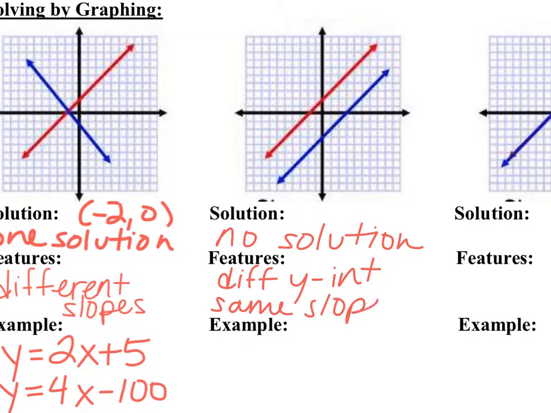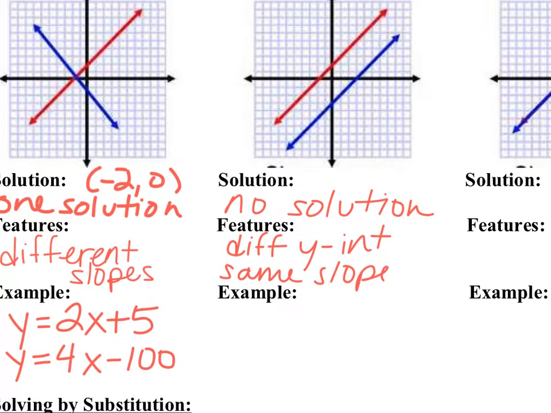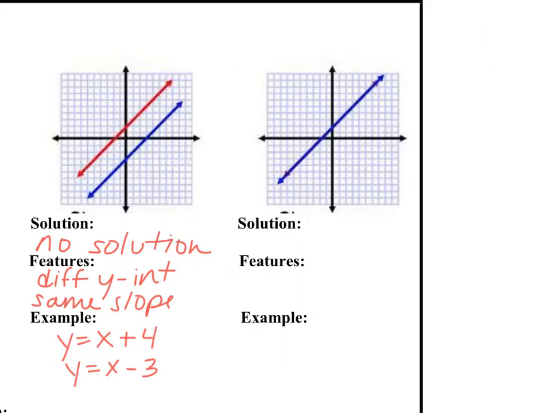Okay, so we can come up with a little example. Owen, what do you have? Y equals x plus 4 and y equals x minus 3. I like it. They both have a slope of 1. The second line, you see a little tiny arrow right there. What kind of solution, Emma? Yep. Because, can't spell today. Infinite solutions.